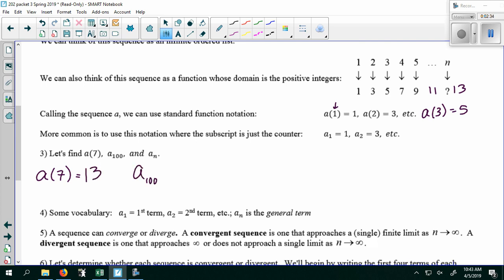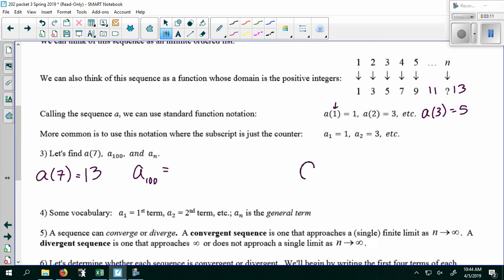A sub 100. What's the 100th number in the list of odd numbers? 199? How'd you get that so fast without writing them all out? Times 2 minus 1, yeah.